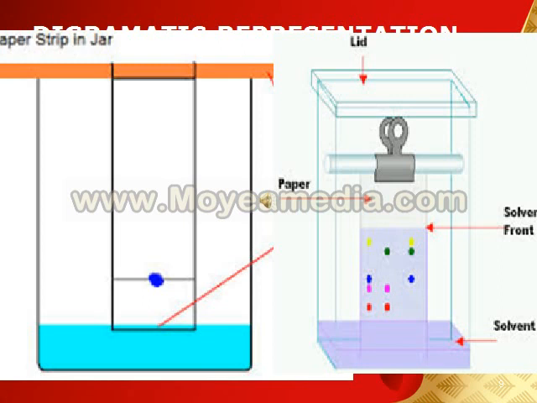When it is completely dried, it is sprayed by the specific spraying reagent, like in case of sugars we use aniline hydrogen halate. In case of amino acids we use ninhydrin, and in case of alkaloids and terpenoids, specific spraying reagents are there which you will be able to see in my slides later on.